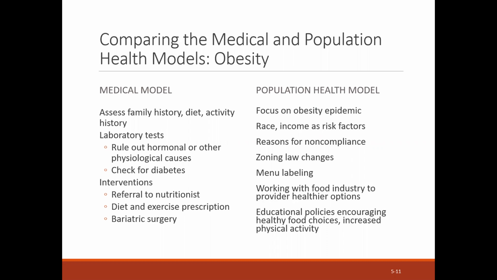Menu labeling, that's something you're seeing a lot nationwide, and even with our restaurants. Those are things that are having to be required because of the growing epidemic with obesity. But we know that that policy piece can come into play with that population health model. Working with the food industry to provide healthier options, which again, I think you're seeing more of across the nation. Certainly more healthier options are being offered, I think, because of the demand and certainly the obesity epidemic. And then again, educational policies, encouraging healthy food choices and increased physical activity. You see a lot of that in the K through 12 school system.